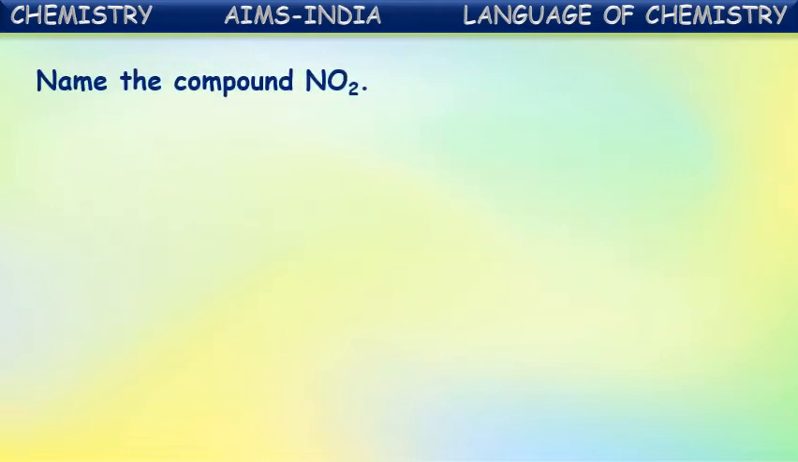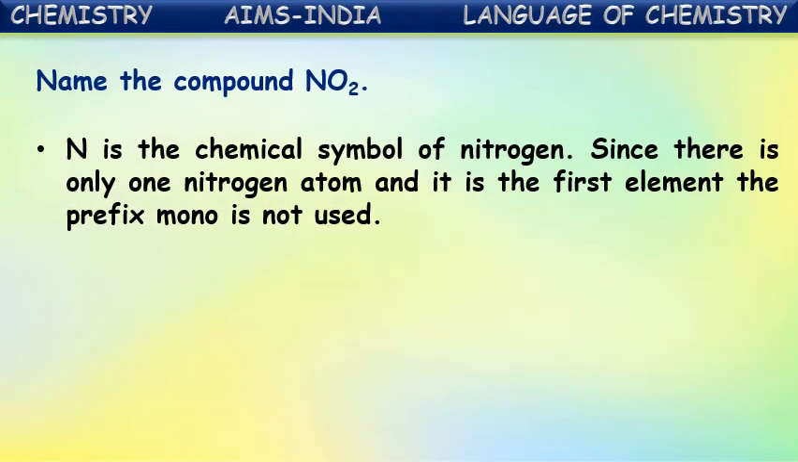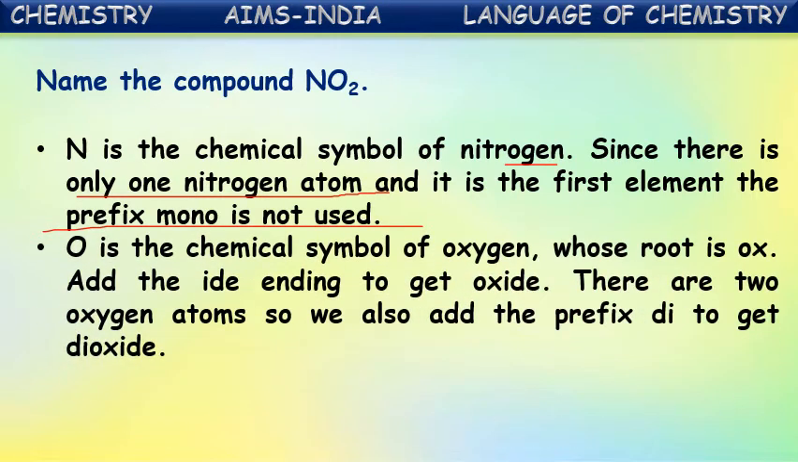Let us see one compound, NO2. Nitrogen is a non-metal, oxygen is also a non-metal. So N is the chemical symbol of nitrogen. Since there is only one nitrogen atom and it is the first element, the prefix mono is not used. For the first element, we will not use any prefix. And coming to the second one, the oxygen chemical symbol is O, whose root is ox, and we have to add ide, isn't it? So it becomes oxide.